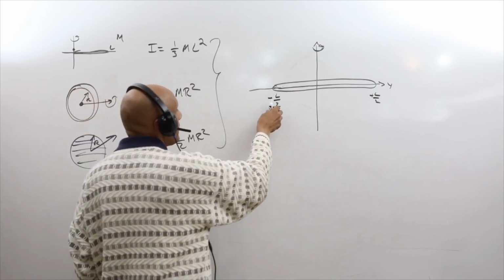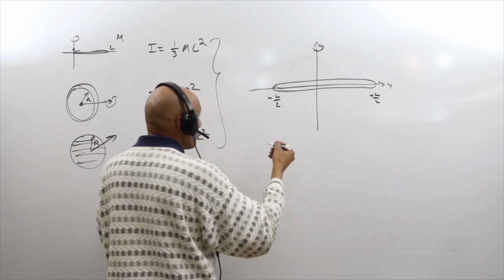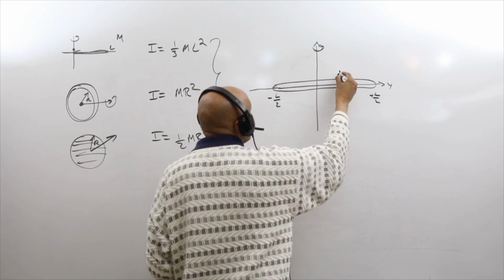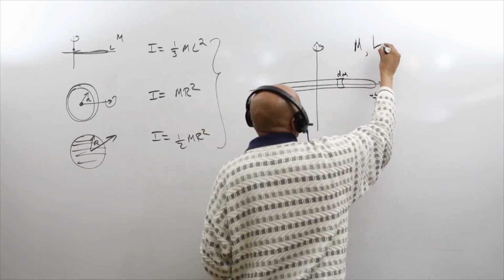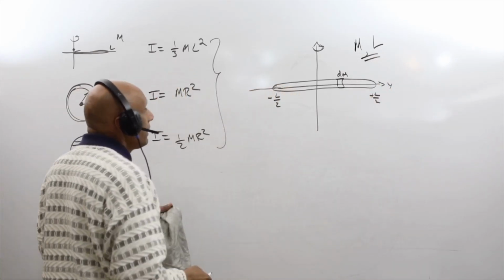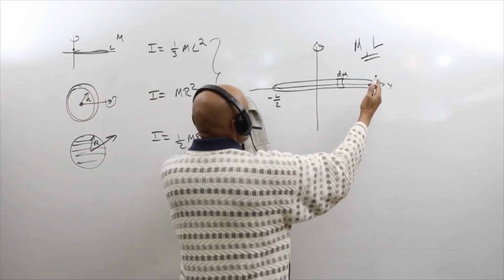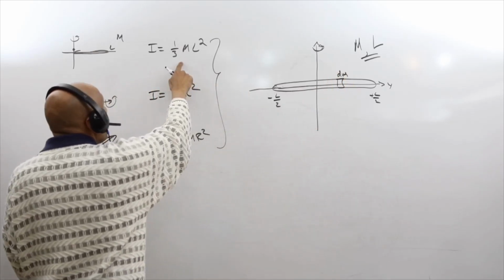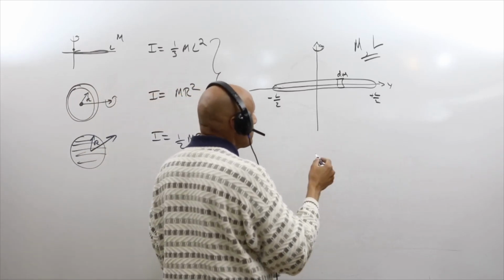So let's start from minus L over 2 to positive L over 2. From definition, we take a differential mass element, dm. We're assuming the total mass of the stick is m and the total length of the stick is L. So much like before, 1/3 mL squared. And if you have a rough idea what's going to happen, notice that the mass is distributed closer to the axis. So whatever moment of inertia I get, it's going to be smaller than 1/3 mL squared. But let's do the calculation directly from definition.